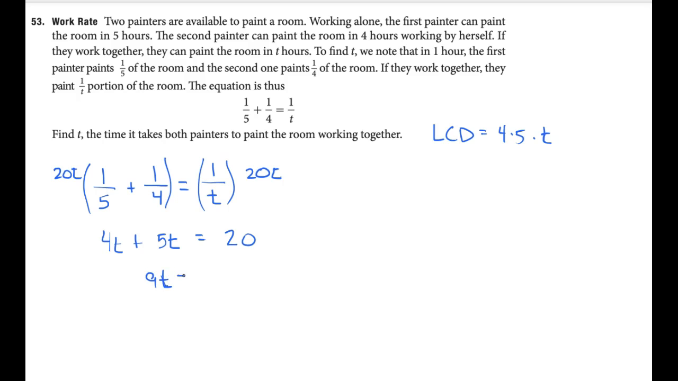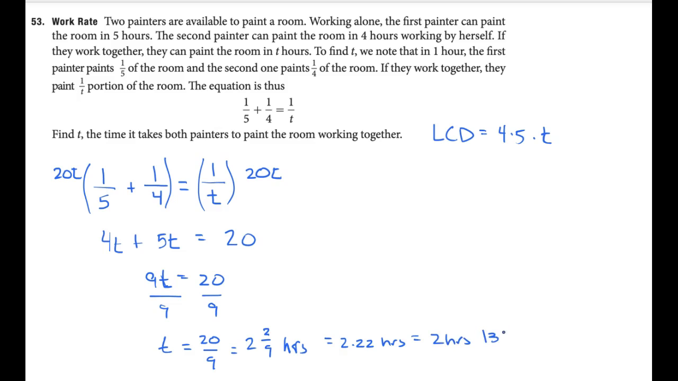The math of this is actually pretty simple. 9t equals 20. Divide both sides by 9, and you get t equals 20/9. Another way to say that is 2 2/9 hours, which is also 2.22 hours, and you can also say 2 hours and 13 minutes if you work it out.